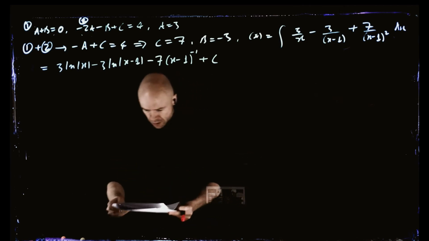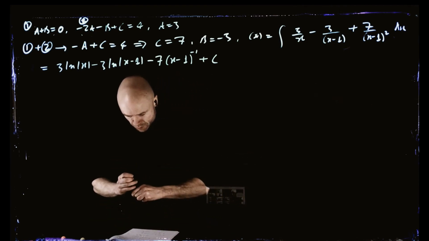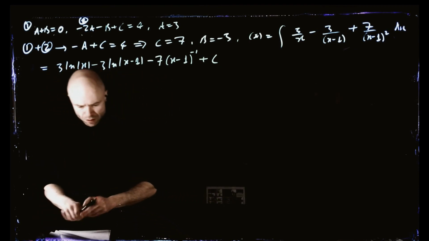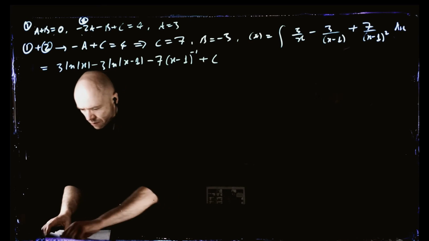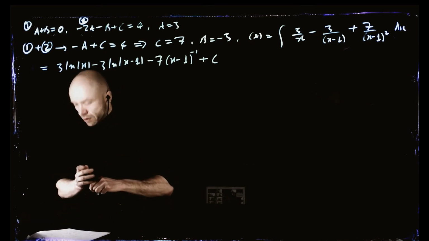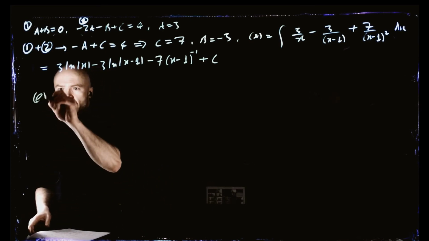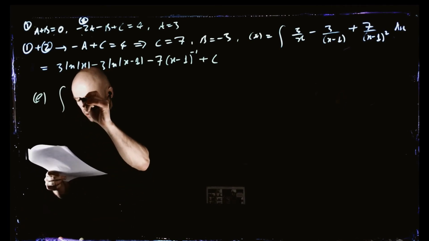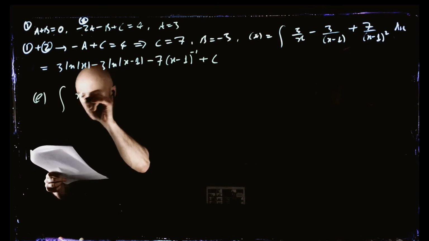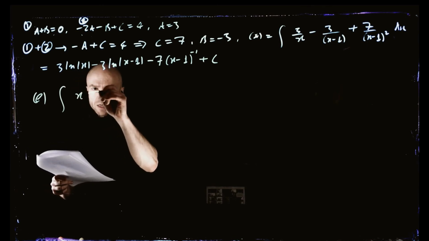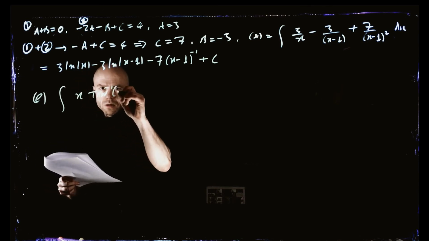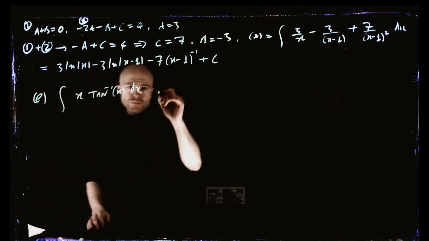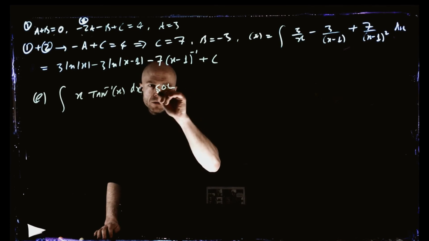Okay, let's do this guy. This is E from that section. This is not counted. This is E. We have the integral of x times tan to the minus 1 of x dx. Okay, so, solution.